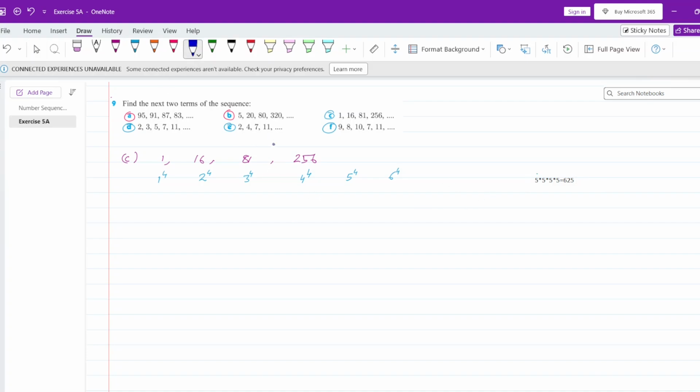So this is going to be 625, and the next term is going to be 1296.